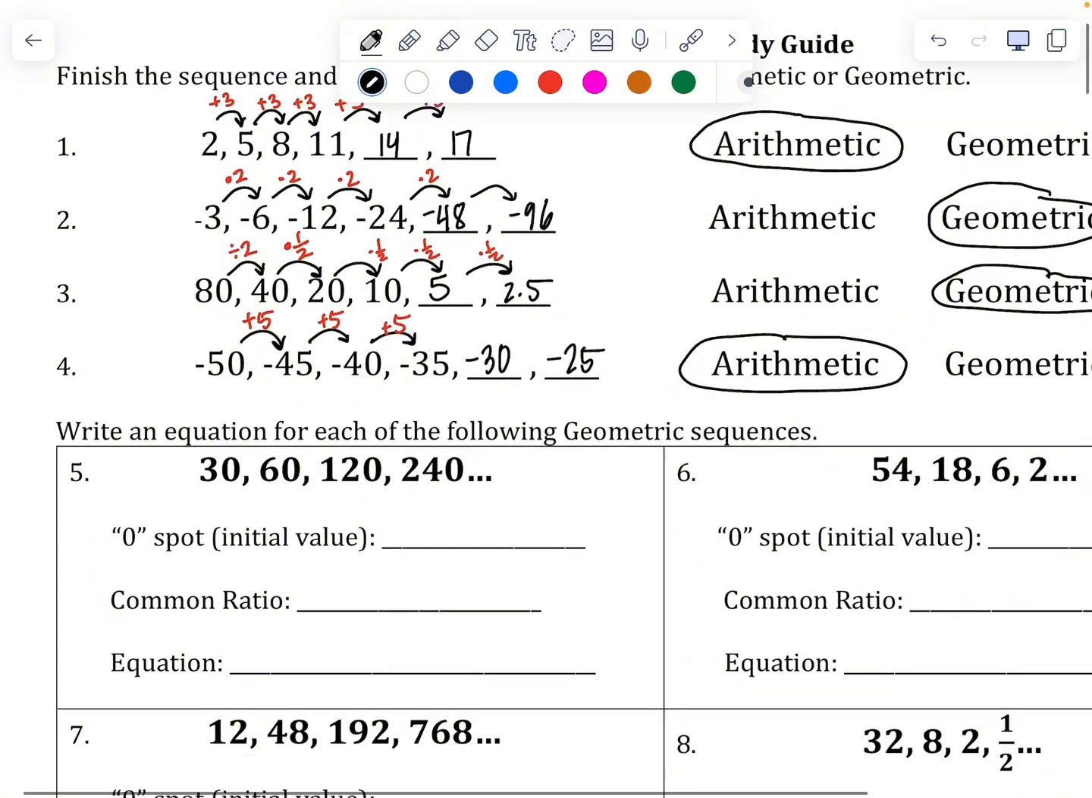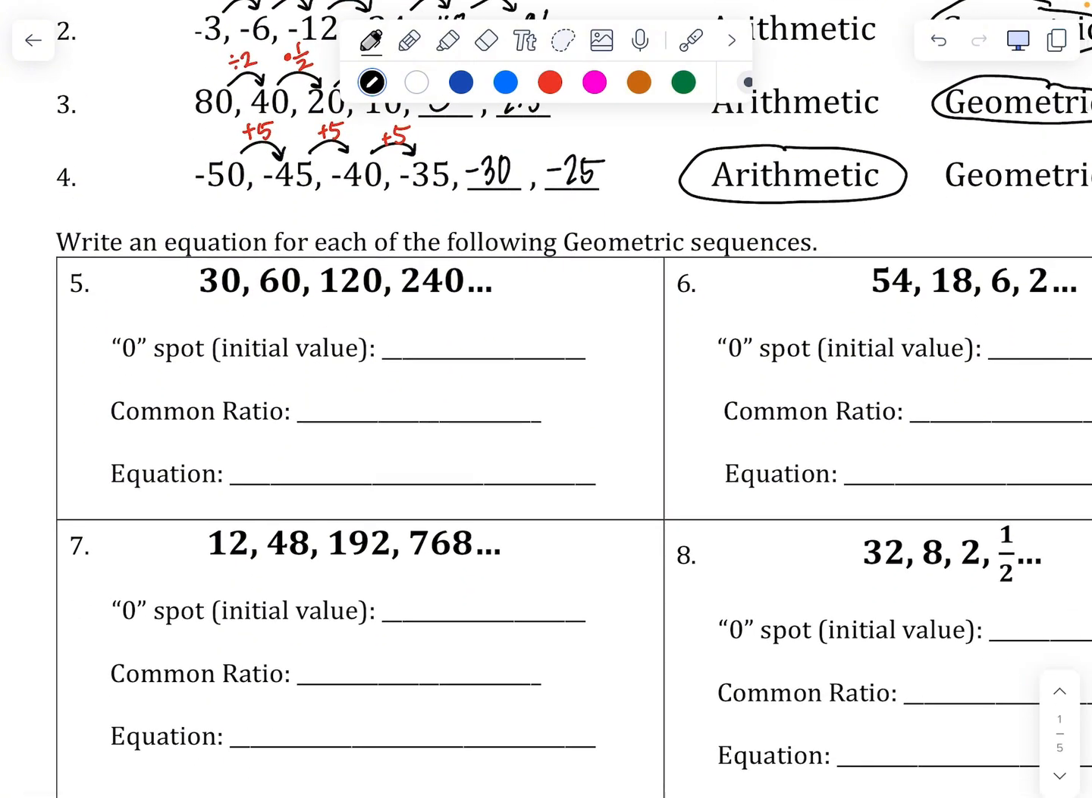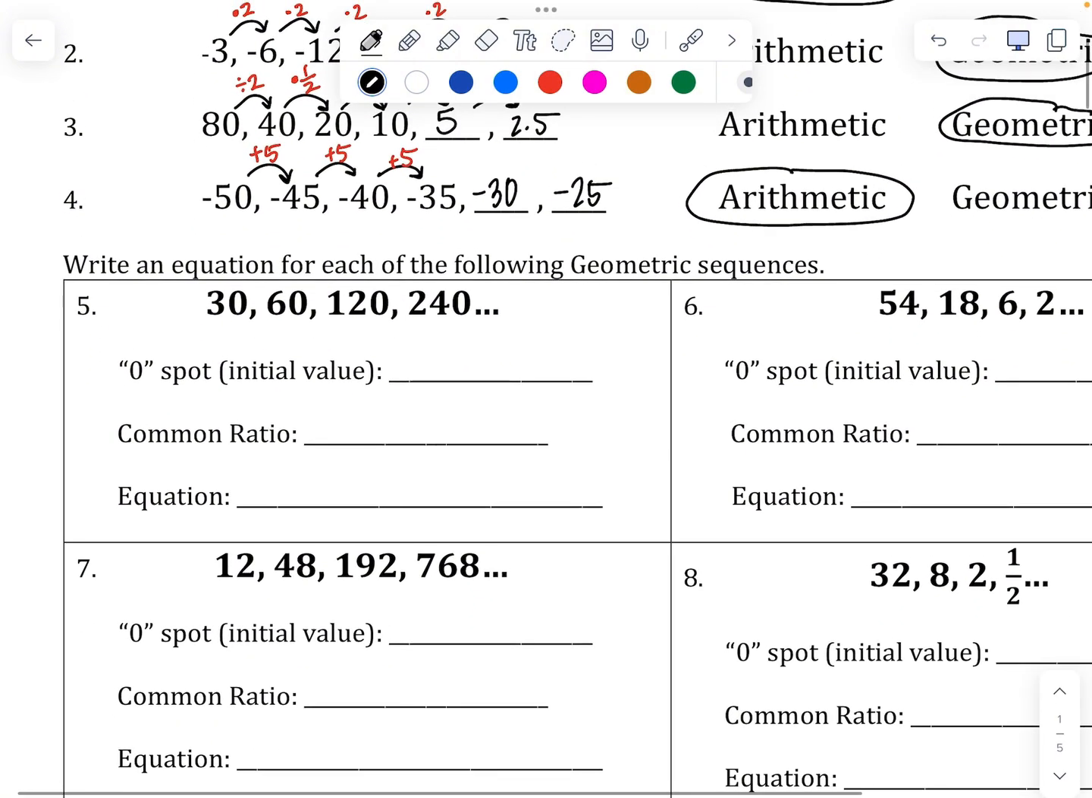Okay, let's do number 5 together. Write an equation for each of the following geometric sequences. So let's go ahead and go with 30, 60, 120, 240. Wow. I always give you the first number, the second number in the list, the third, and the fourth. But I don't give you the 0th spot. You have to do that on your own.